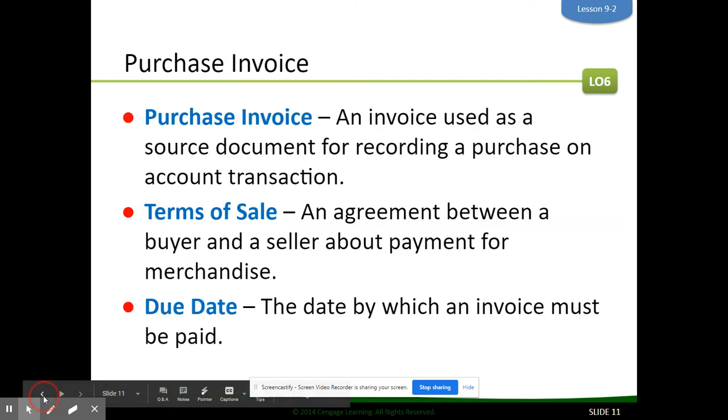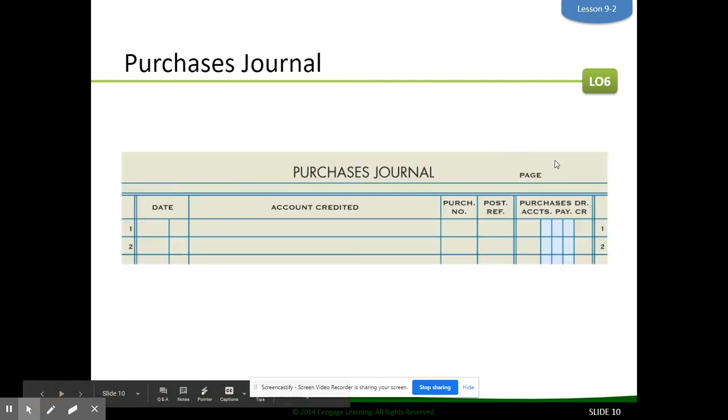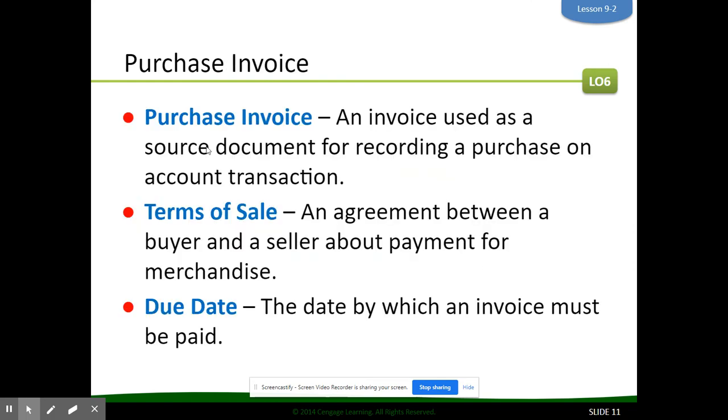So you can see, I'm going to go back a second, that this is what the purchases journal looks like. It has a date, it has the accounts to be credited, purchase number, post reference, similar to the general journal. But in the general journal, we would have a debit column and a credit column. In the purchases journal, it says purchases DR and accounts payable CR. What that means is every single transaction that goes in this journal is going to have a debit to purchases and a credit to accounts payable. So you only need one column.